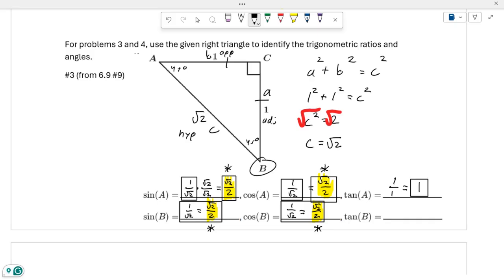Tangent of B, well, tangent is opposite over adjacent, and 1 over 1 is still 1, and so we also get 1 for tangent of B, and that is question number 3.